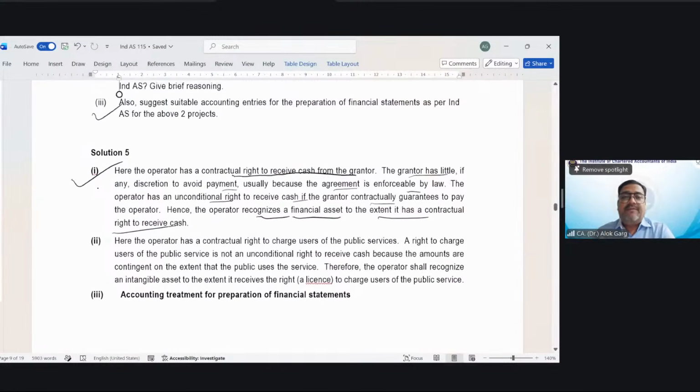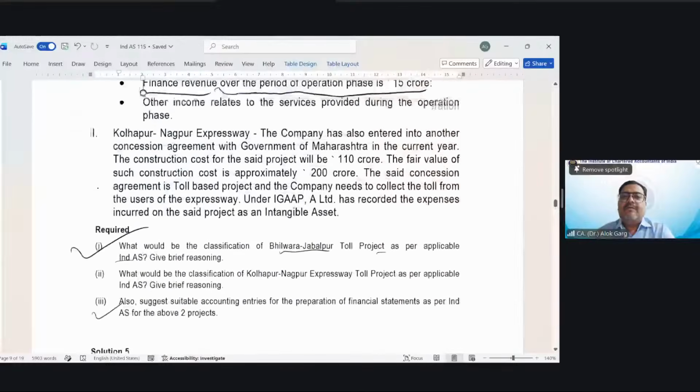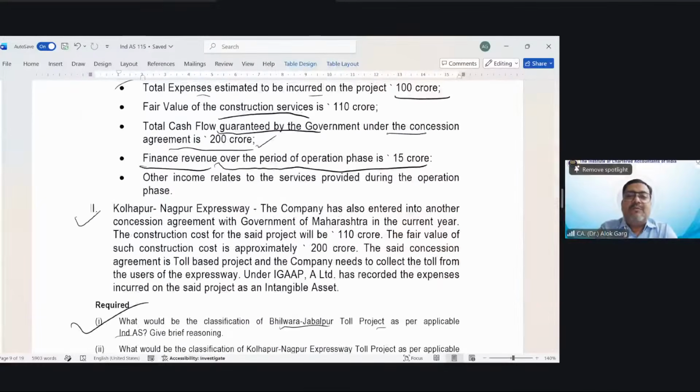Friends, now the second part. Kolhapur-Nagpur Expressway. The company has also entered into another concession agreement with the Government of Maharashtra in the current year. The construction cost for the said project will be 110 crore. Cost is 110. The fair value of such construction cost is approximately 200 crore. The fair value is 200 crore.